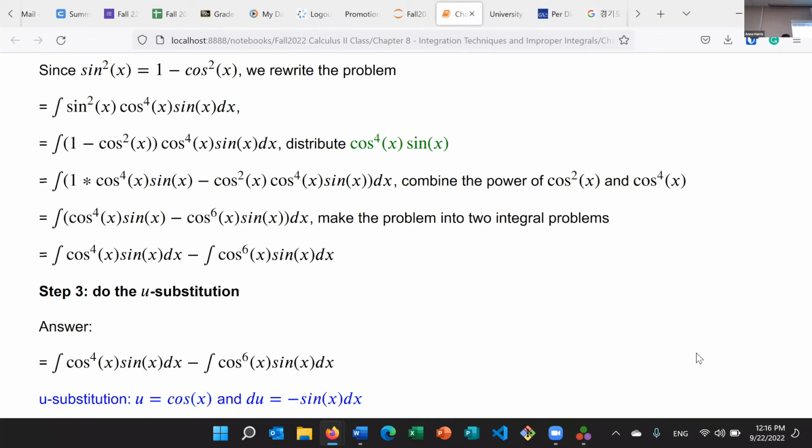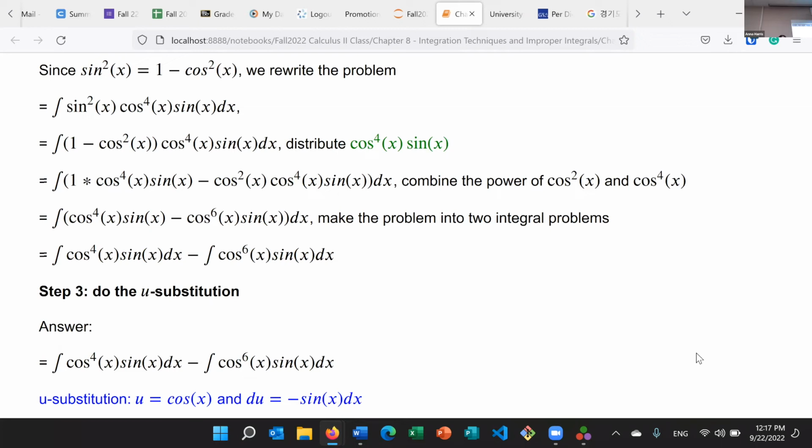Cosine x is 1 times this, which is just this, right? And this and that combined to be what? Sixth power and sine x dx. But since it's just connected by a negative, I can make it two integration problems. So taking this, you know what to do.